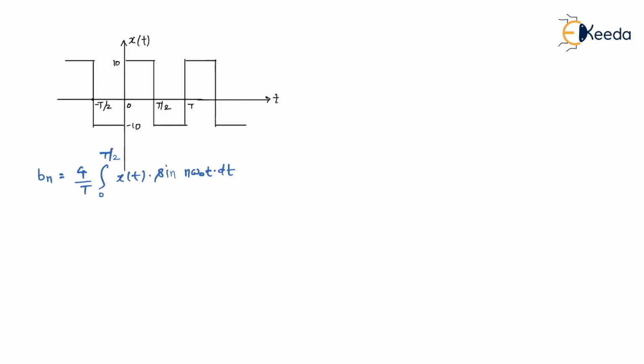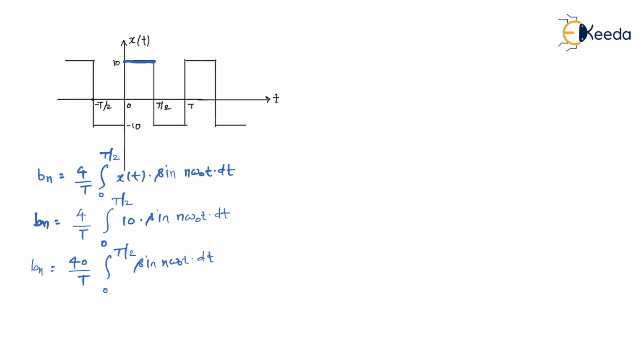Is that right? If you see the behavior of x of t from 0 to T by 2, the value of x of t is 10. The value of x of t is 10. So let us substitute it. Bn is equal to 4 by T integrating over 0 to T by 2, the value of x of t is 10 times sine of n omega naught t dt. Then I can write this as Bn equal to, so I can take 10 as a constant out. It becomes 40 by T, then integrating over 0 to T by 2 sine of n omega naught t dt.